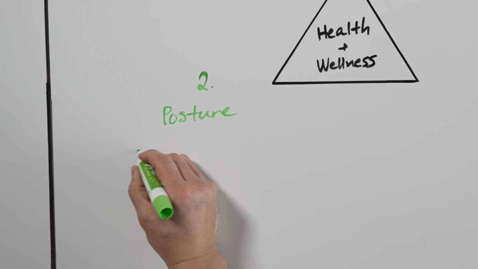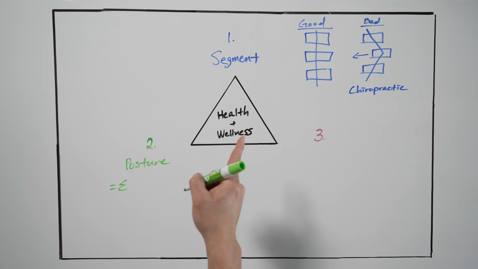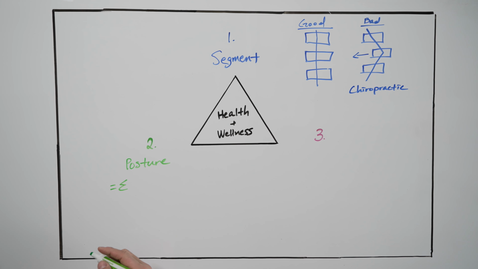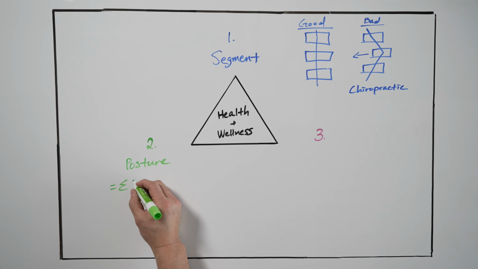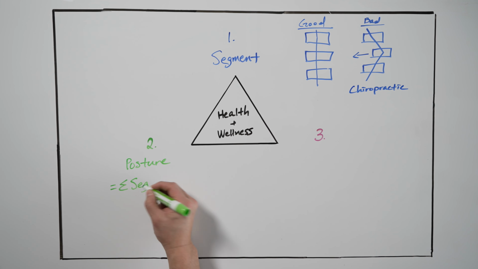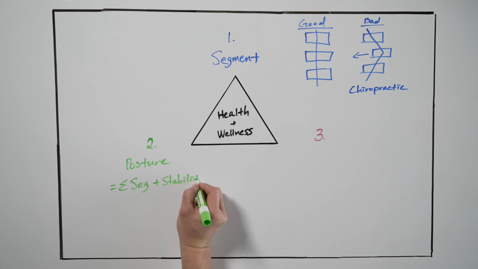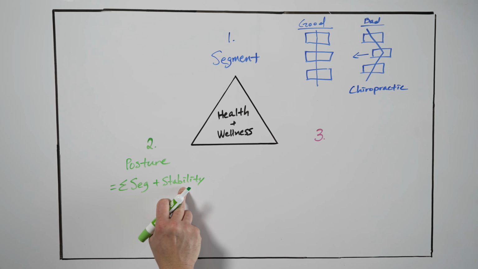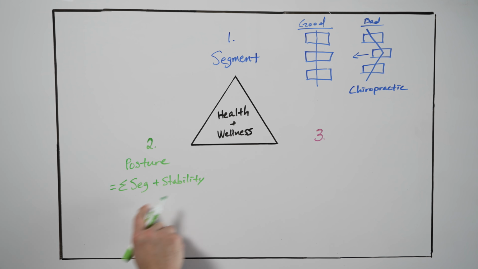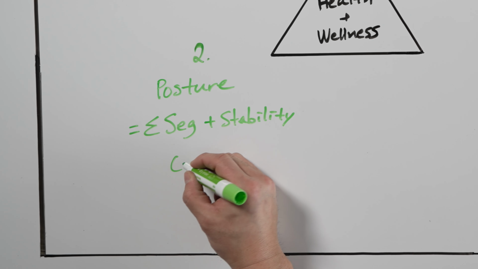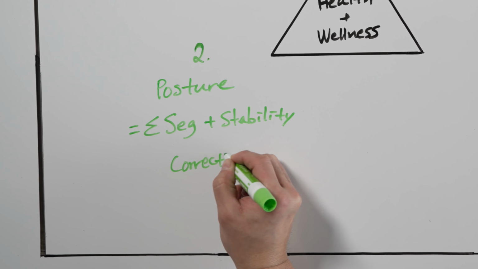Now posture is simply the addition of all the segments that we're working on. So let's just use the example of the spine. There are 26 bones on the spine, and we need to make sure that all the segments of the spine are aligned properly. So we just call that sigma segment plus stability. Posture has everything to do with stability. Can we stabilize the segments that we put into place so that they don't keep going into a misaligned bad posture, or bad segments to create bad posture, okay? To address this in the office, we use corrective exercise.